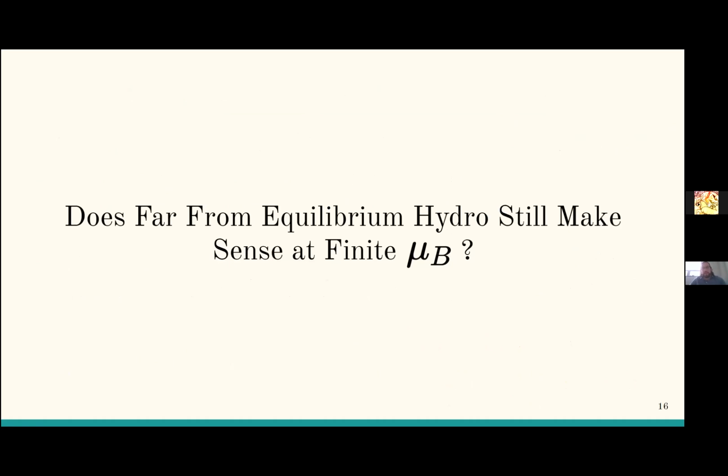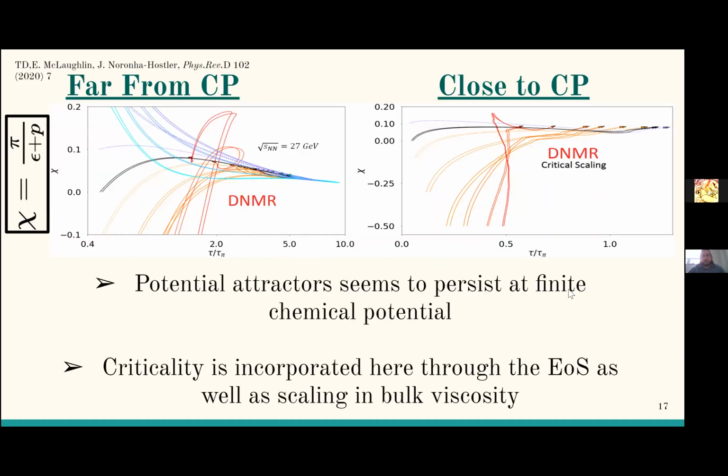So does far from equilibrium hydrodynamics still make sense once you include finite chemical potential? The answer is, pretty much yes, as you would have expected. You can see these potential attractors that persist at finite chemical potential, so far from the critical point. Here you see these arrows that point in the direction of the last time derivative. While all the lines aren't at the same point yet, they're on a line here, all going along here, and that's why we refer to it as a potential attractor, because they haven't really come together yet, but you can see that they're getting there.